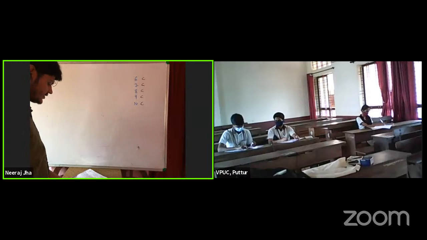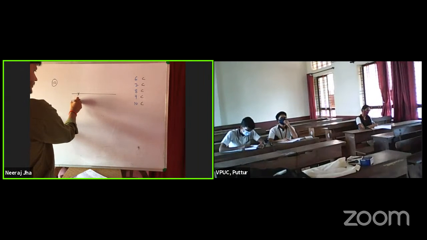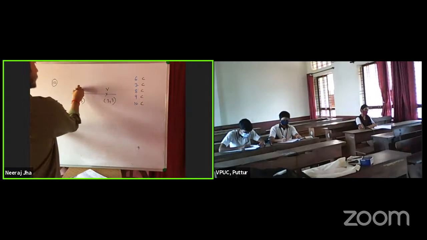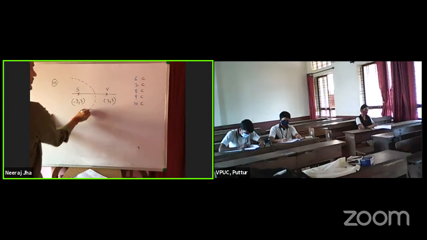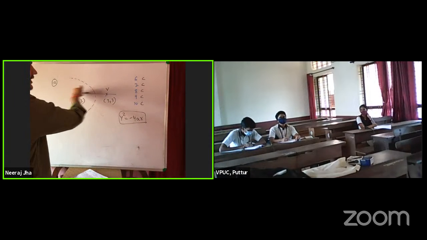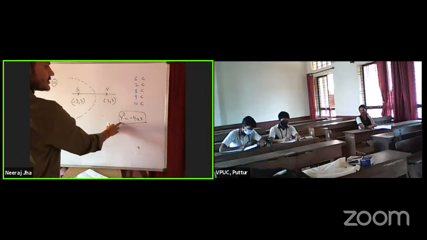Then 10th is: if the vertex and the focus of the parabola are this and this. See, the y coordinate is fixed, so this will be like this. 3 comma 3 is the vertex, this is vertex, this is focus. So the parabola will be tilted like this. That means this parabola will be y square is equal to minus 4ax. Getting why? Because this line, the axis, is parallel to the y-axis.